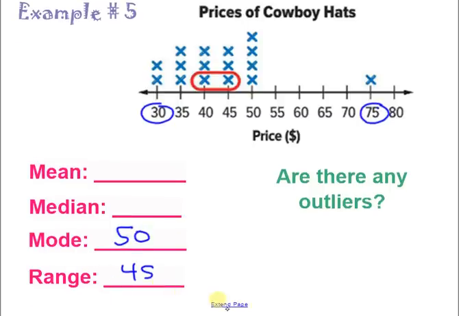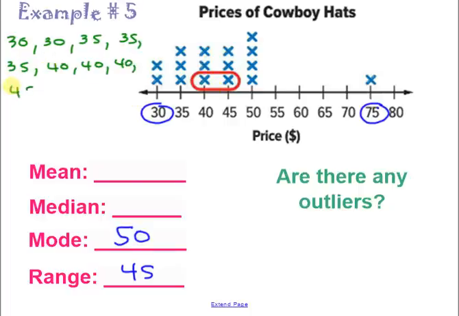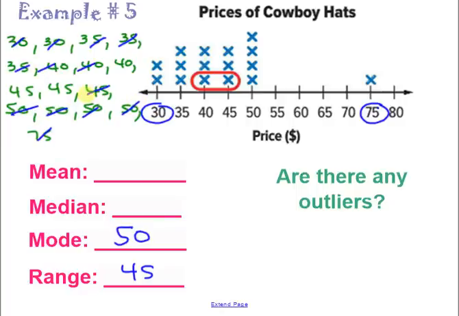And then let's list out our numbers so that we can find our median. So we have 30, 30, 35, 35, 35, 40, 40, 40. Ignore those red lines. 45, 45, 45, 50, 50, 50, 50, and 75. So let's find the middle. So the middle is going to be between 40 and 45, which is going to be 42.5.